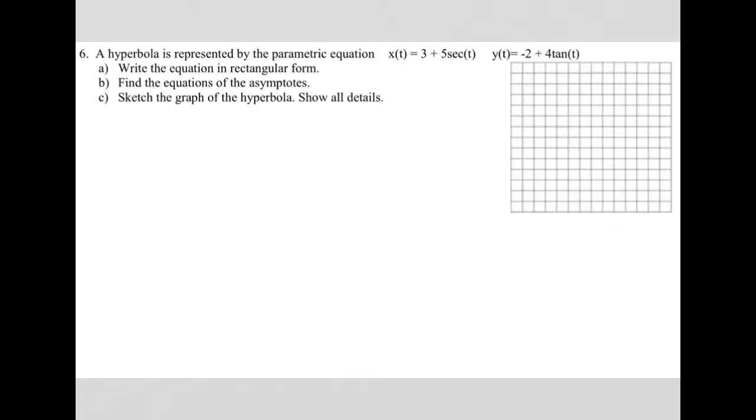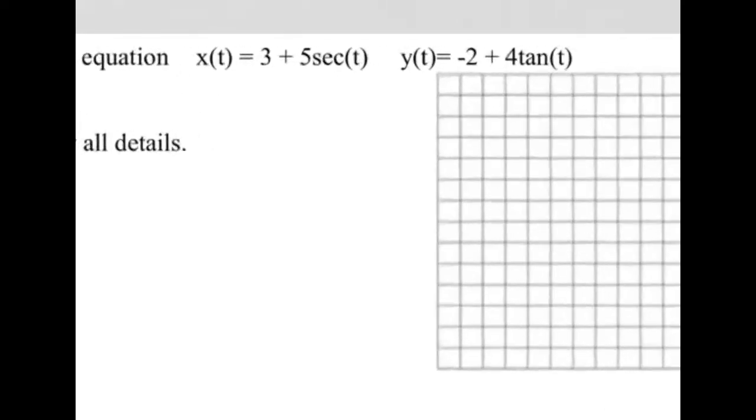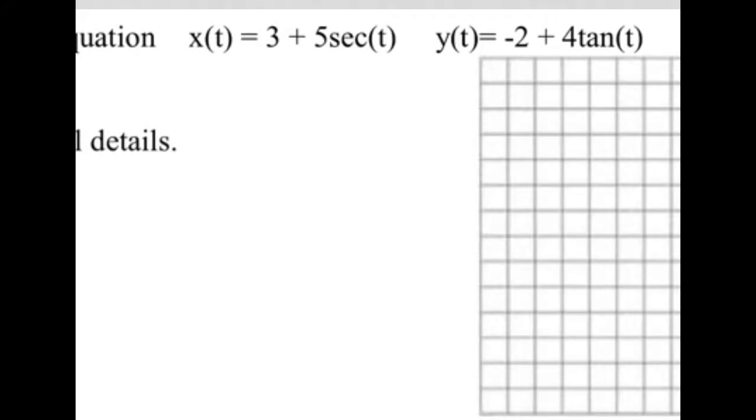Alrighty, problem number 6. A hyperbola is represented by the parametric equations x equals 3 plus 5 secant of t and y equals negative 2 plus 4 tangent of t. Write the equation in rectangular form. Okay, let's go ahead and do that. It is pretty straightforward from these equations.